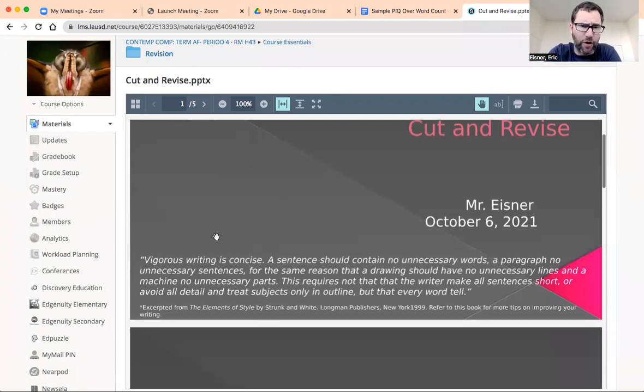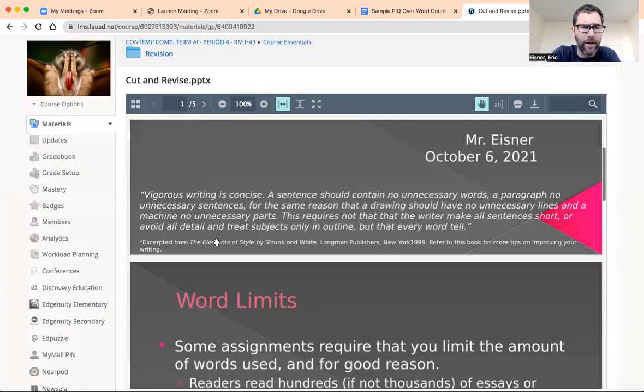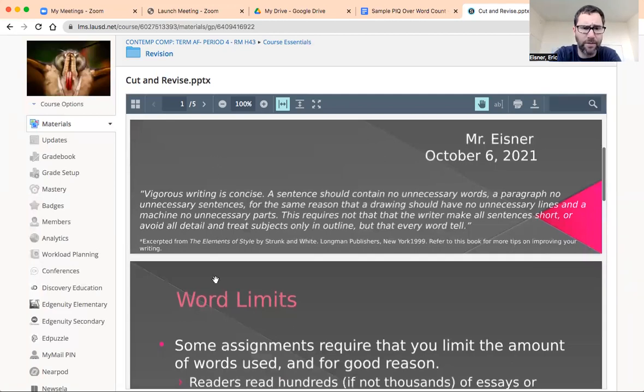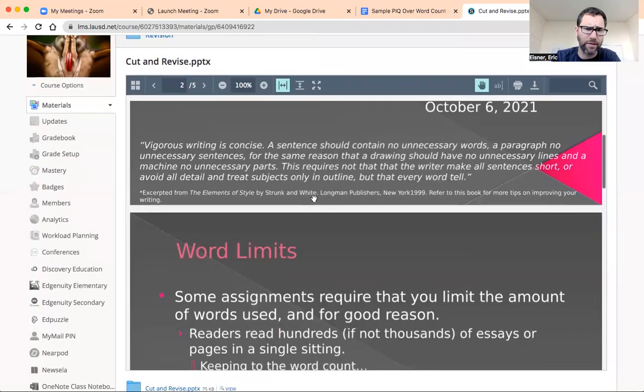I like this quote from Strunk and White. They have a great book called The Elements of Style, and it says, vigorous writing is concise. A sentence should contain no unnecessary words, a paragraph no unnecessary sentences, for the same reason that a drawing should have no unnecessary lines and a machine no unnecessary parts. This requires not that the writer make all sentences short or avoid all detail and treat subjects only in outline, but that every word tell. That means every single word you use should have its place and its purpose.